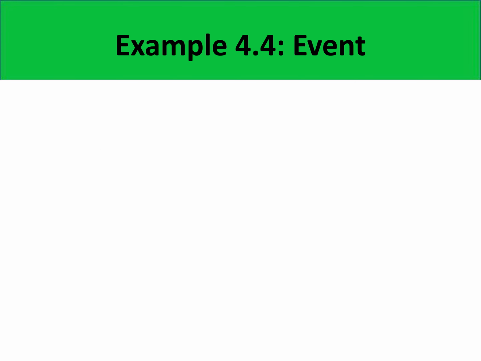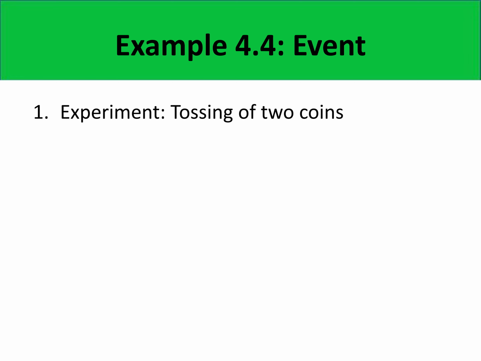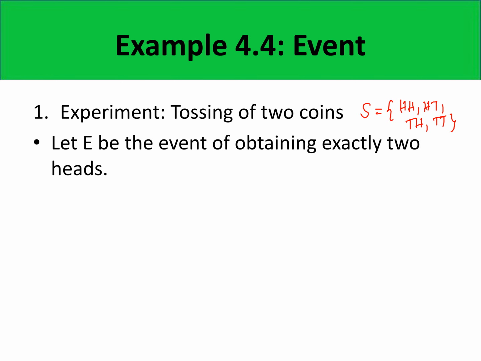To illustrate an event, let's have the following experiment. Suppose that we're going to toss two coins. The sample space of this experiment would consist of the elements head-head, head-tail, tail-head, and tail-tail. Now let us define the event capital E as the event of obtaining exactly two heads. So among the elements of the sample space, which of those elements would satisfy the requirement of the event E? And that is only the element head-head.